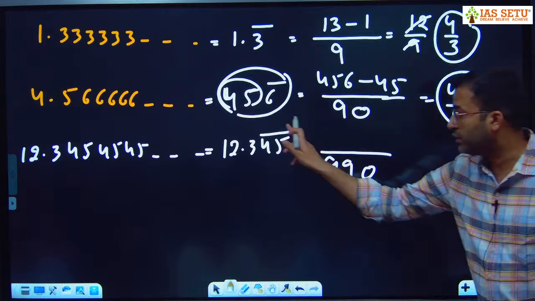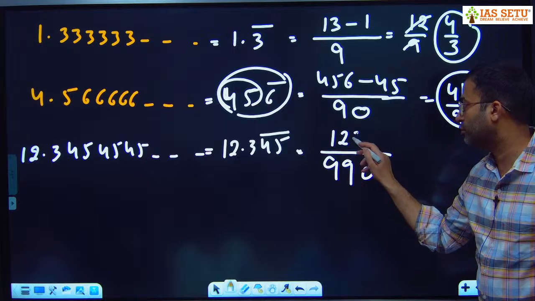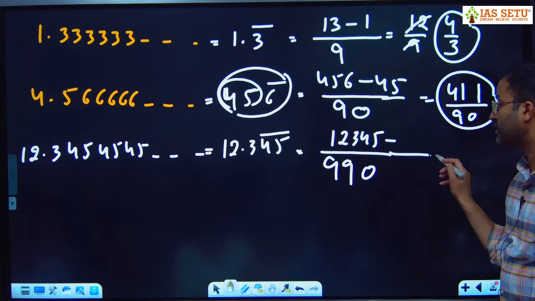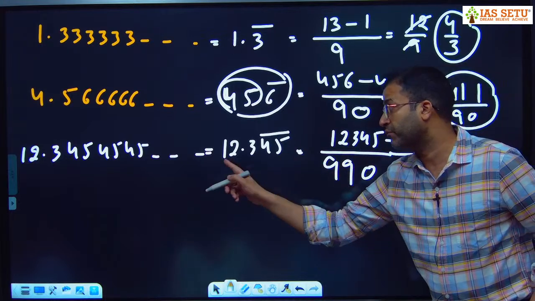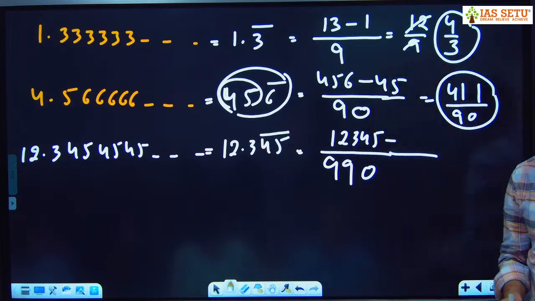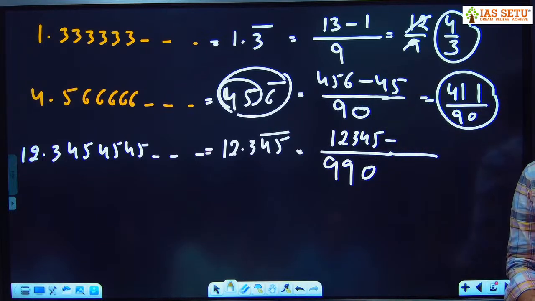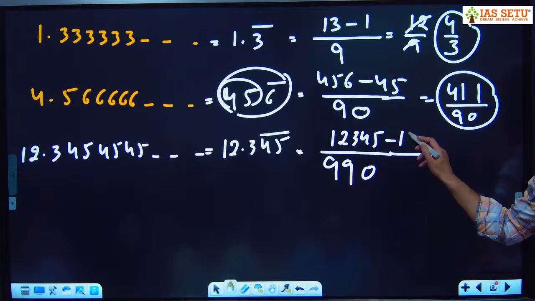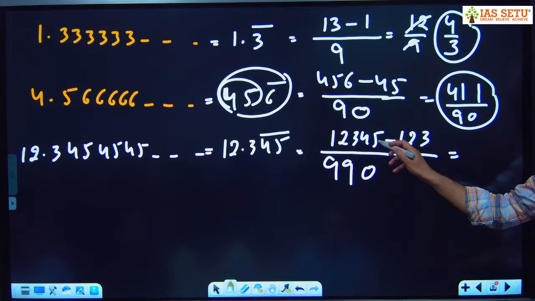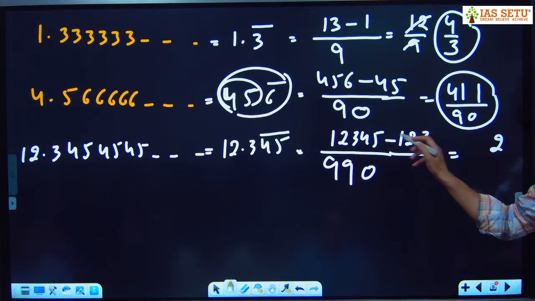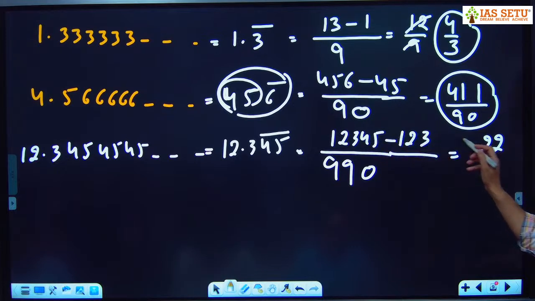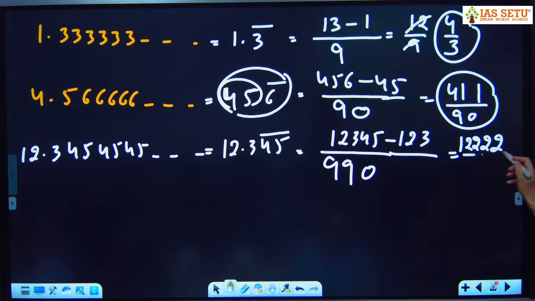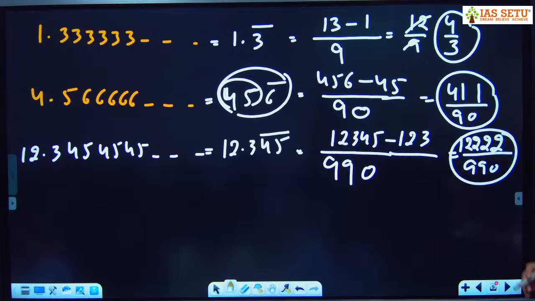Let me repeat, what is the total number? 1, 2, 3, 4, 5 minus. Out of this, which is not repeating? 1, 2, 3. 3 also has to be taken. 1 is not repeating, 2 is not repeating, even 3 is also not repeating. 1, 2, 3. 5 minus 3, 2. 4 minus 2, 2. 3 minus 1, 2. 12,222 upon 990. Simplify.